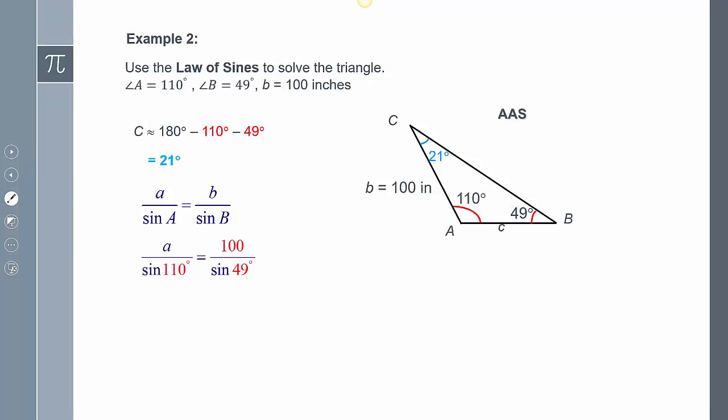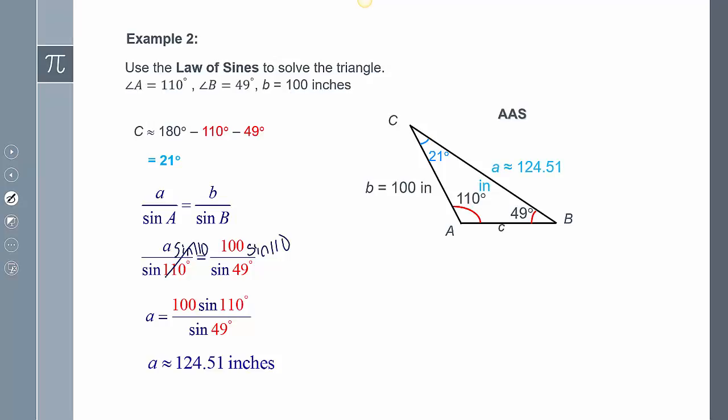Now I just need to get A by itself. So multiply both sides by the sine of 110. And so I get A equals 100 sine 110 over sine 49. Enter that into my calculator, and I do get 124.51 inches.